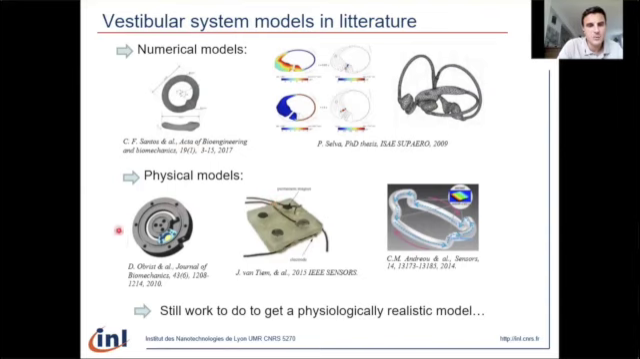Concerning the physical models, few biomimetic gyroscopes were presented in the literature, but with morphologies that differ from the real morphology of the inner ear. So in conclusion, there is still some work to do to get a physiologically realistic model in order to help clinical medicine find new treatment procedures.